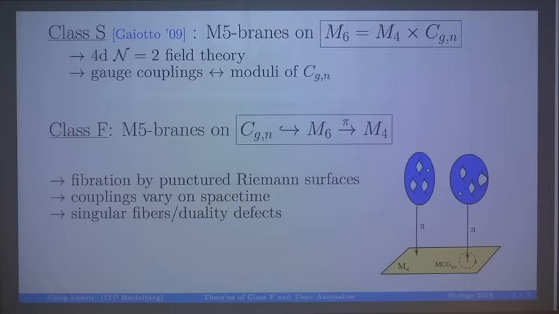So the gauge couplings were related to the complex structure moduli, but in a fibration, the complex structure moduli now vary over the 4D space. That means we have space-time varying coupling. Similarly, the fibration has singular fibers, and these singular fibers have monodromy in the duality group of the theory. And these are defects, codimension 2 defects, which are sometimes known as duality defects.